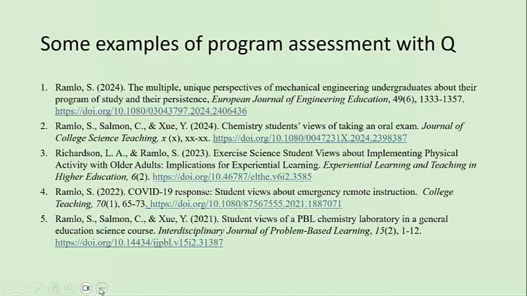So, some examples of program assessment literature in Q. These are just mine. There are others. Yes? What's that? Sure. I'll send them to Mike and he can distribute them, or you can email me.